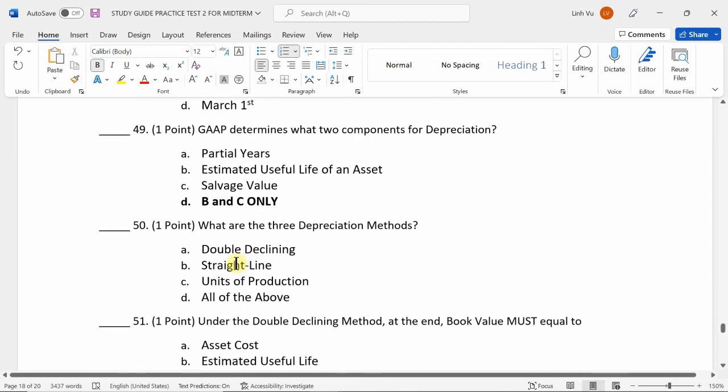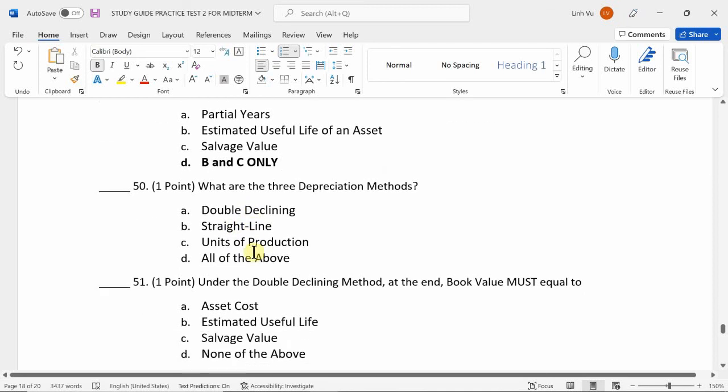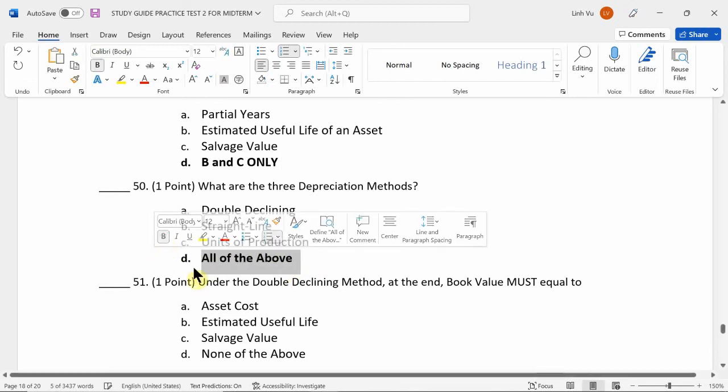Number 50, what are the 3 depreciation methods? Once again, we talked about double declining, we talked about straight line, the easiest and most common one that a lot of companies use, and units of production. So in this case, all of the above.